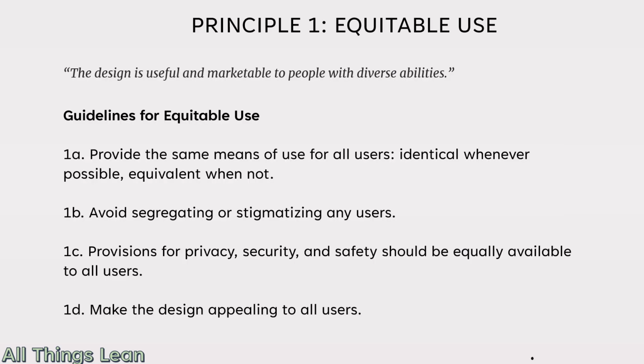The first principle is the principle of equitable use. The design is useful and marketable to people with diverse abilities. Equitable use is the first principle because it is the driver for accessibility. The principle promotes you to think about users with different abilities. When you use this principle, you must consider all users instead of only the target users.